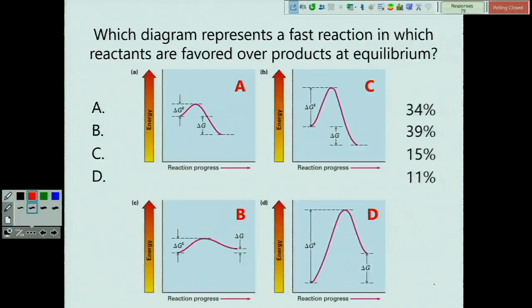So A is a fast reaction in which the products are favored. That's the best reaction you can ever want because it's fast and it favors products. The worst one is D. Slow and reactants still remain. That's the worst situation. All right, we will continue, and we only have like 4 slides left, so we're going to wrap this up next week.